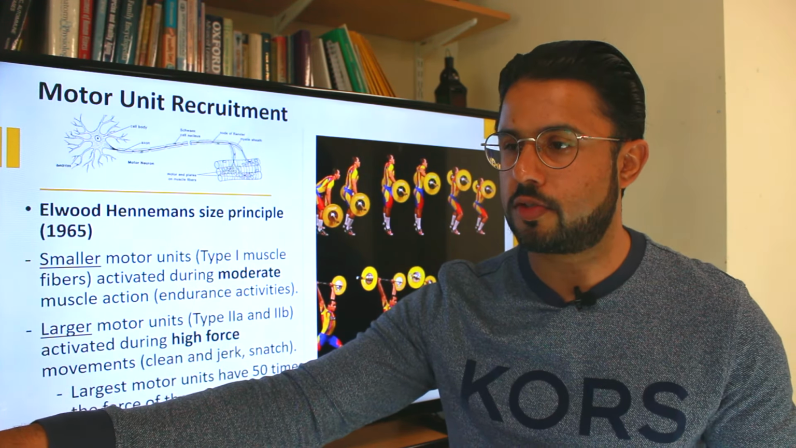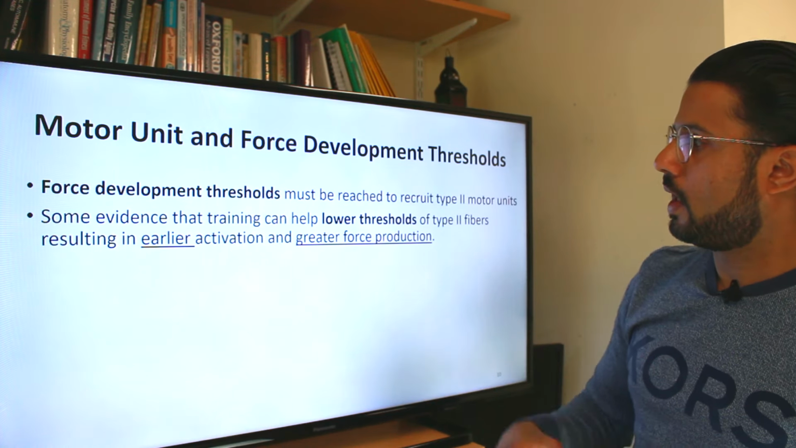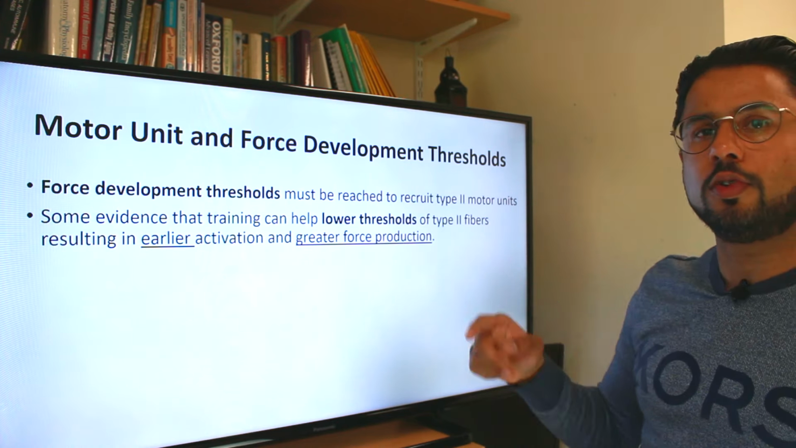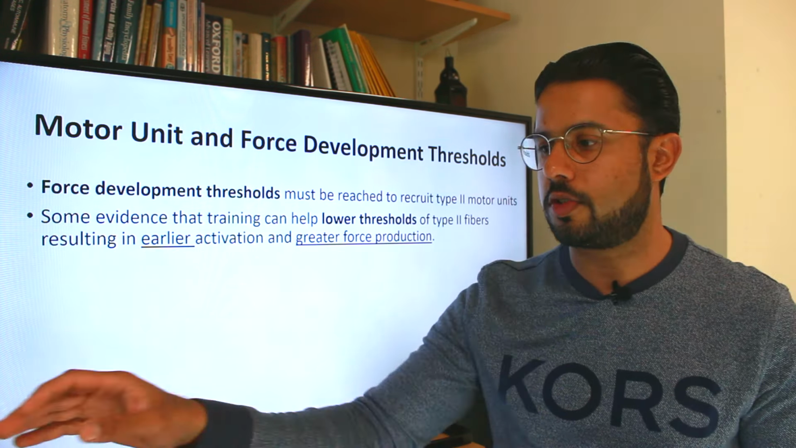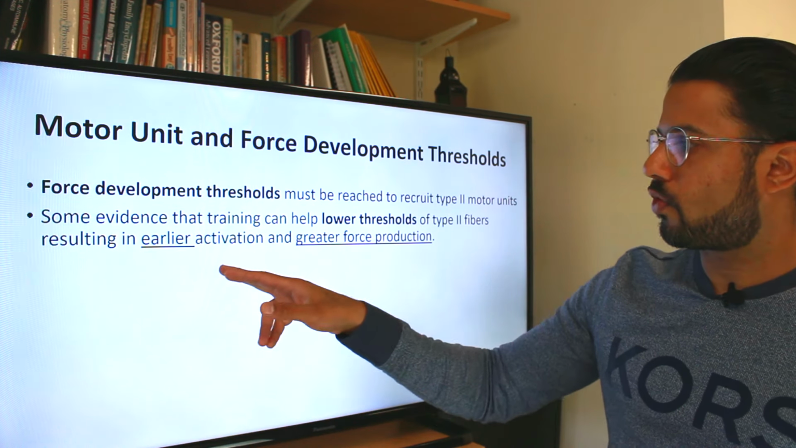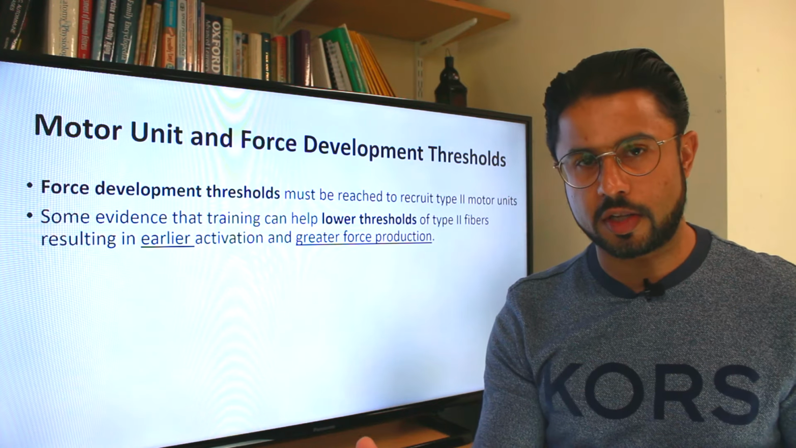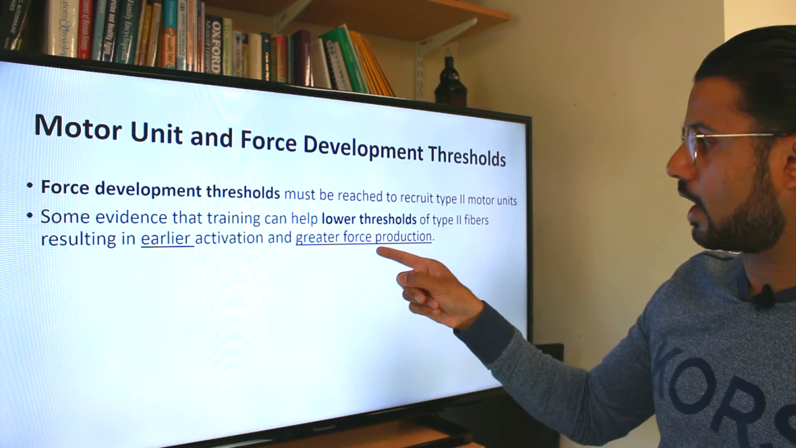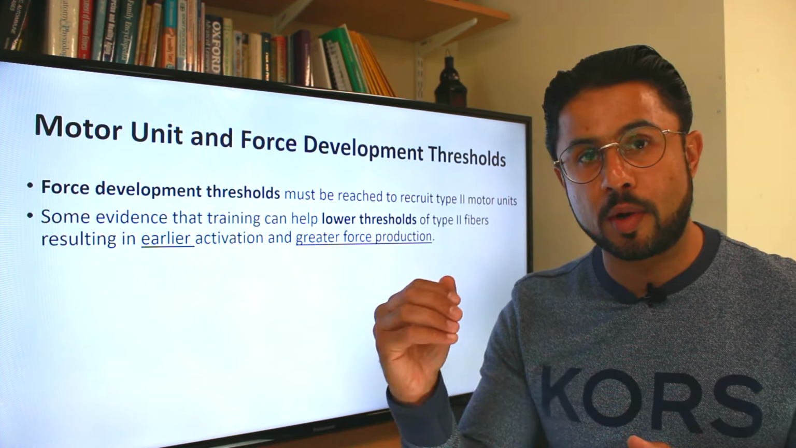So I talked a little bit about force development thresholds. Motor units are extremely important because you have to reach force development thresholds to be able to recruit type 2 motor units. You don't recruit them otherwise in normal situations. Okay, now with training, there is evidence that you can lower this threshold, which means that you can recruit these motor units much earlier, and therefore you're going to get greater force production because your type 2 muscle fibers are going to be coming into play much sooner.